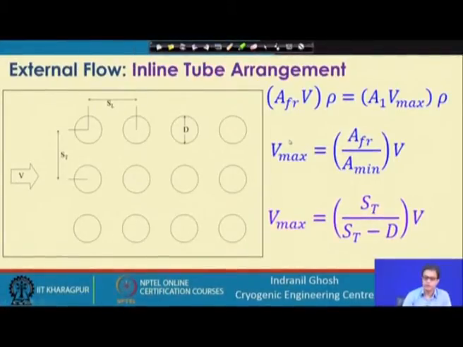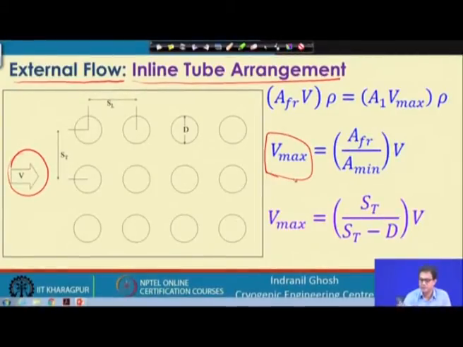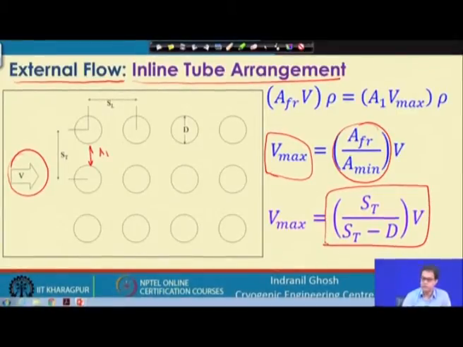So, now we will quickly go to the other two configurations that we have talked about while talking about the external flow. Now, we are talking about external flow, and this is the inline arrangement of the tubes, where V is the velocity and we have estimated this V max to be the frontal area divided by the minimum area A 1, and finally, it will be given by S t by S t minus d into velocity. So, this is for the inline arrangement of the tube.